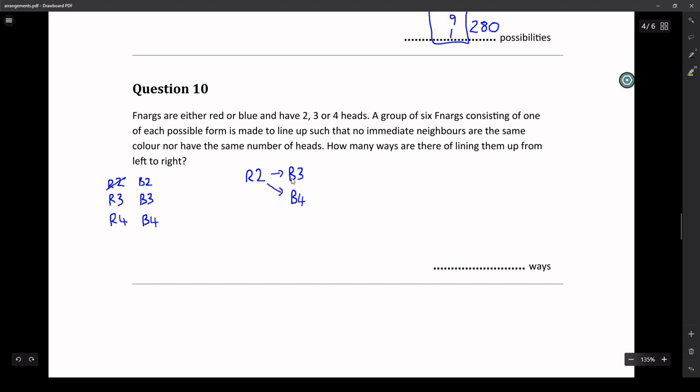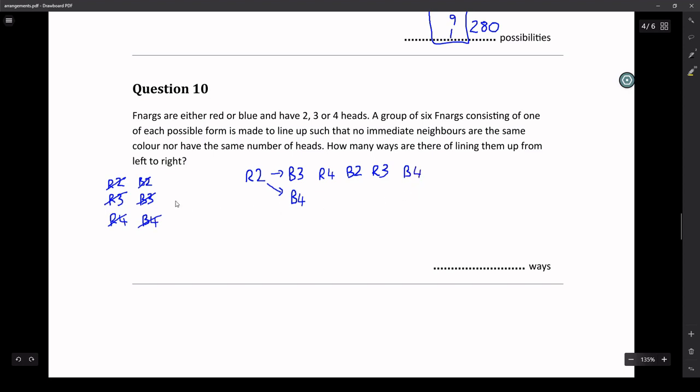Now, let's say it's blue with 3 heads. Then it can't be blue and it can't have 3 heads. So the next one has to be red with 4 heads. Now the next one can't be red or have 4 heads, so it has to be blue with 2. Now it can't be blue, so it has to be red with 3. And that leaves us with blue with 4.